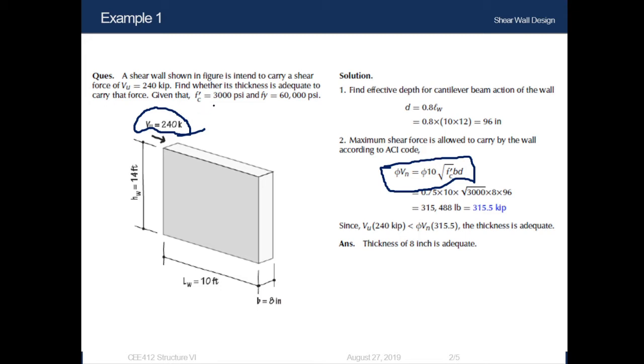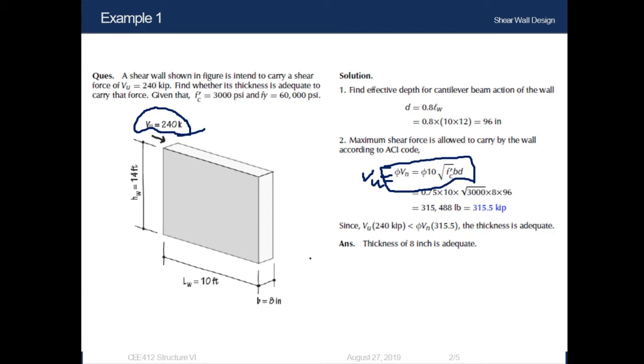concrete is equal to 3000 psi and yield strength of steel is equal to 60,000 psi. So the necessary information and the geometry is given. So we need to calculate the capacity first. So using this formula, where φVn is the capacity, or it is also indicated by Vu, same thing. So φVn is equal to φ10 root over fc' times b times d.